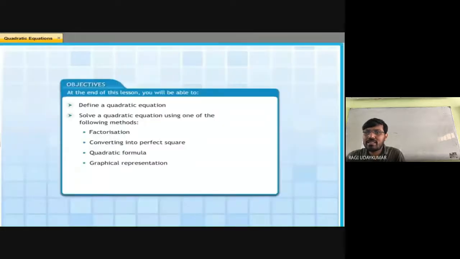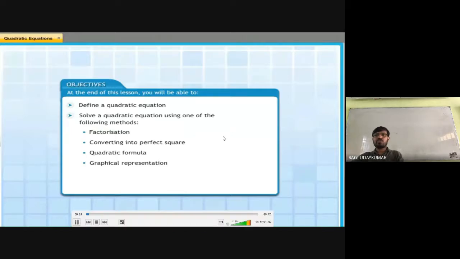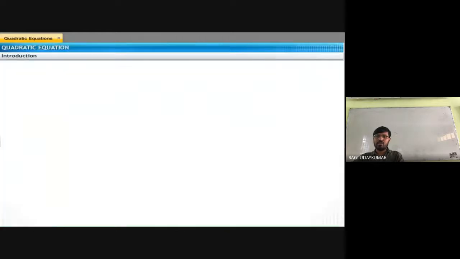Whenever you see questions like these in your daily life, to solve these types of questions you need quadratic equations. Quadratic equations can be used to solve this one. So we will learn the definition of the quadratic equation, and solve the quadratic equation using one of the following methods: factorization, converting into a perfect square, quadratic formula, and graphical representation. These are the things we are going to learn in this chapter.